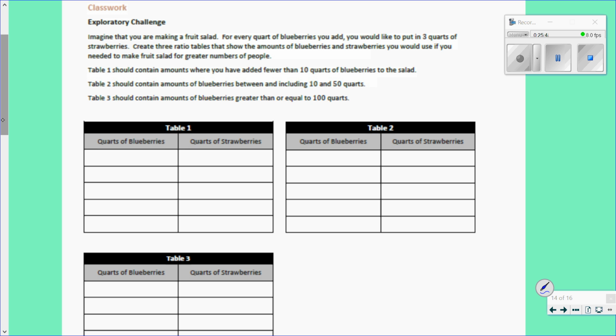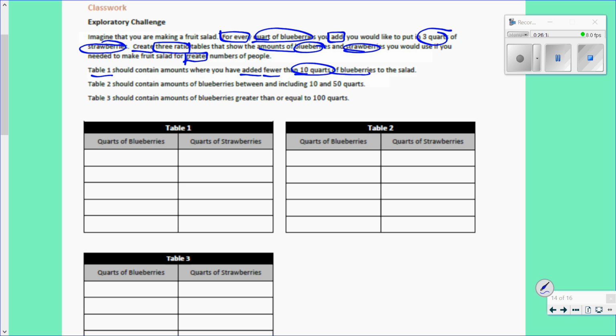Okay, our first one. Now we're doing a fruit salad. For every, that's a math term, we'll box that, quart of blueberries you add, you would like to put in 3 quarts of strawberries. Create 3 ratio tables that show the amounts of blueberries and strawberries you would use if you needed to make fruit salad for greater numbers of people. Table 1 should contain amounts where you have added fewer than 10 quarts of blueberries to the salad. Table 2 should contain amounts of blueberries between and including 10 and 50 quarts. Table 3 should contain amounts of blueberries greater than or equal to 100 quarts. Okay? So they've given us the parameters for developing our table.